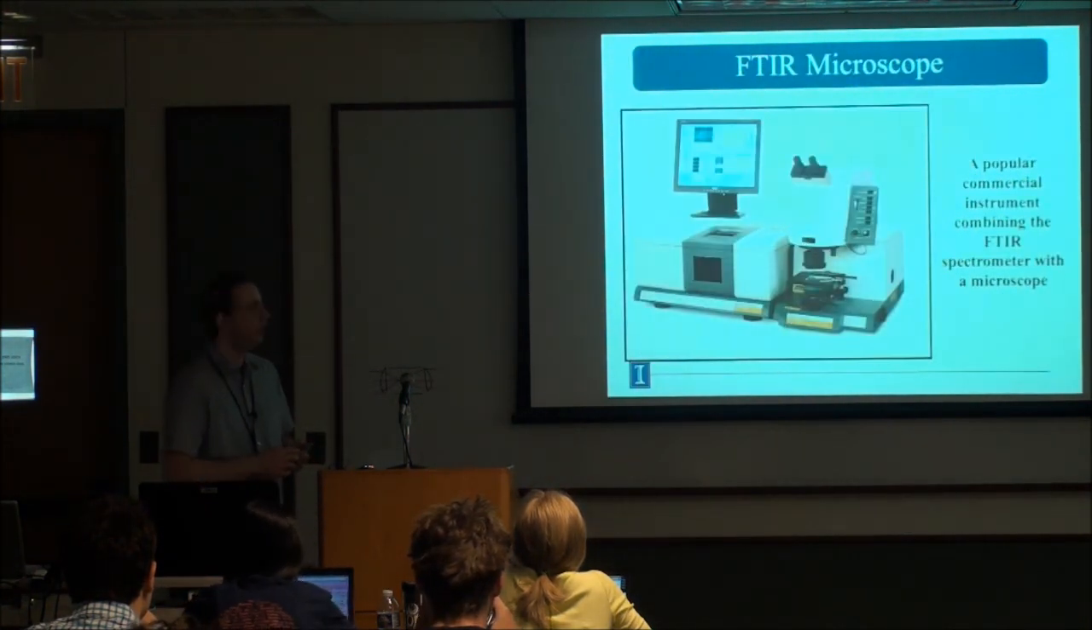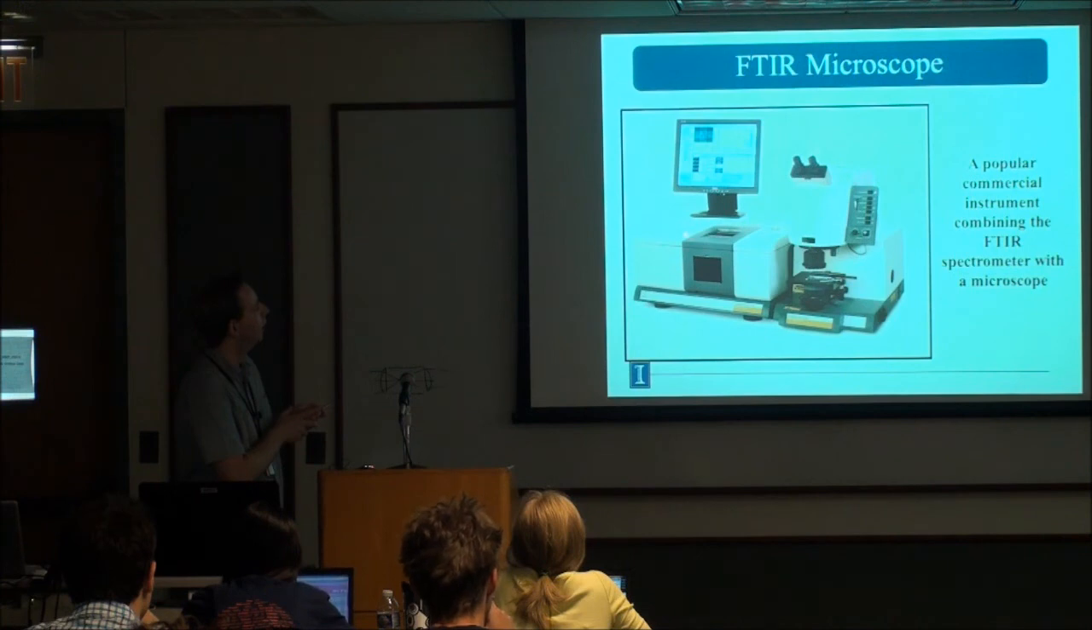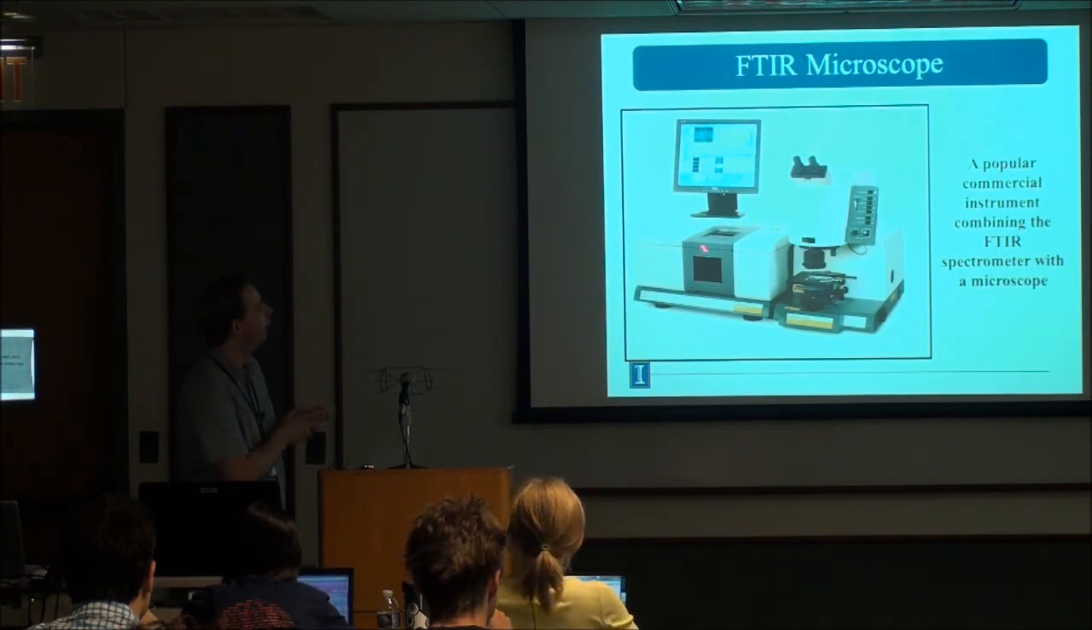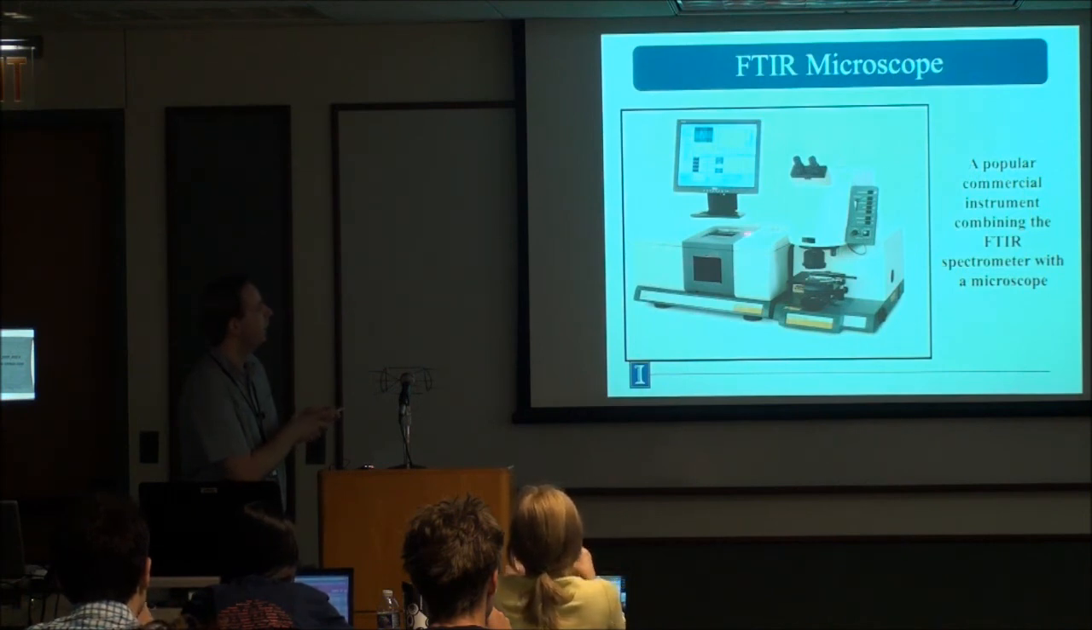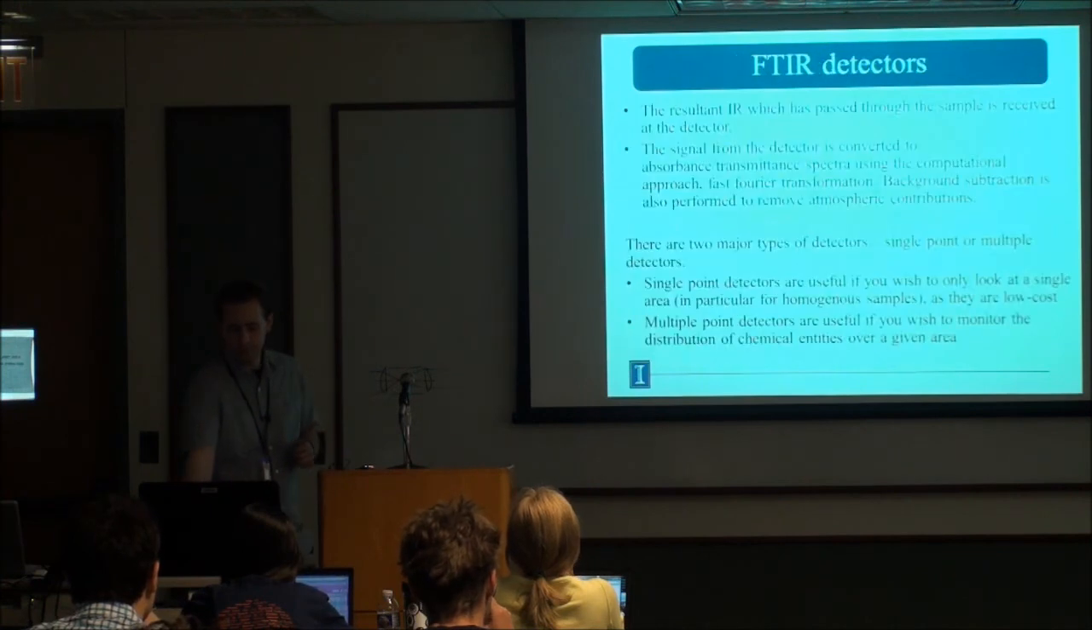Okay, so this is what you will have seen last week. This is the bench. The source is back here in the system. The interferometer is down here. This is the chamber, and the detector's here. And this is the microscope. So you can basically bypass the chamber and go straight into the microscope. And we'll talk about that in a moment.